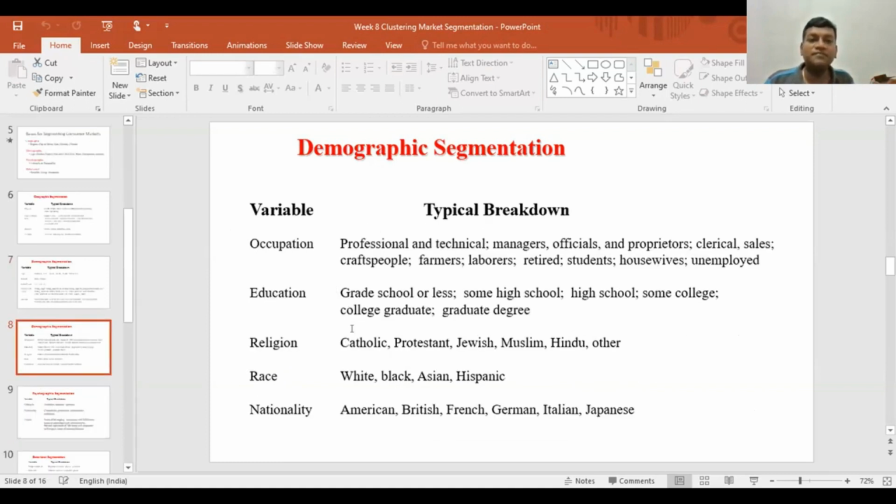Then you have segmentation based on occupation, that is, what it is that you do for a career, how you make money. So that is another breakdown. Then you have level of education, religion, race, nationality, all of this. So these are all valuable information for the marketeer.